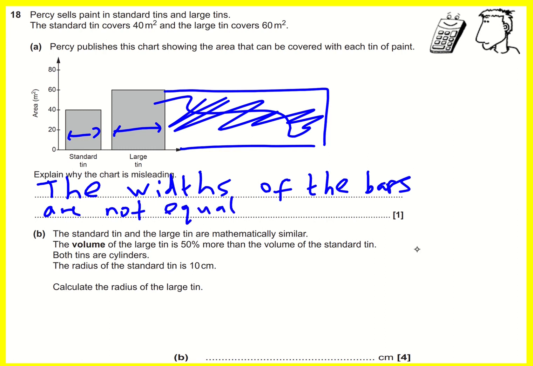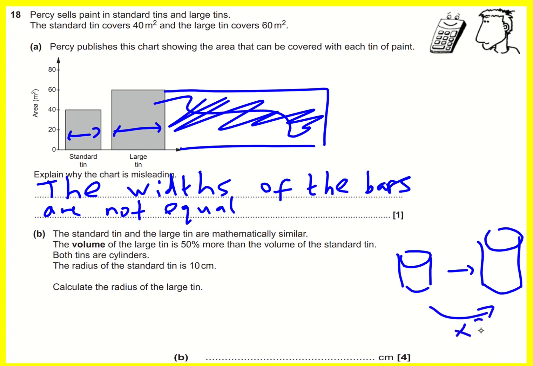Okay, then we've got a standard tin of paint and a large tin, and they're both cylinders. That's actually not going to be massively important. But if they're mathematically similar, what it means is if I knew the diameter of one, then I would multiply by something to get the diameter of the other. But the same would also be true for the height. I would multiply by that same thing to get the height of the larger one. But we're not told that length scale factor, that's what we call it. We're told the volume scale factor.